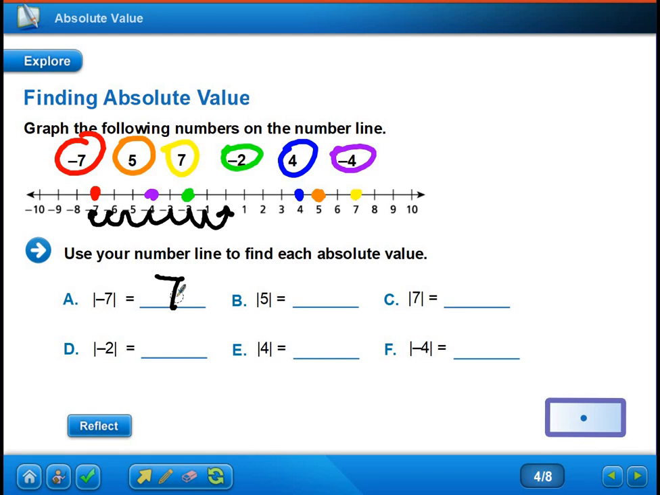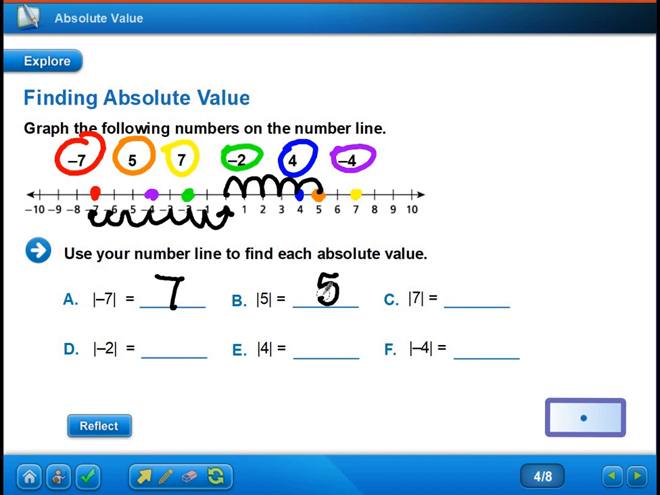It doesn't matter that we went to the right. It doesn't matter that we started in the negatives. We're just looking at how far away it is from 0. So then let's try 5. 5 is 1, 2, 3, 4, 5 spaces from 0. So the absolute value of 5 is 5. Again, it doesn't matter where it is on the number line or which direction you had to go to get to 0. All that matters is how far away it is from 0.